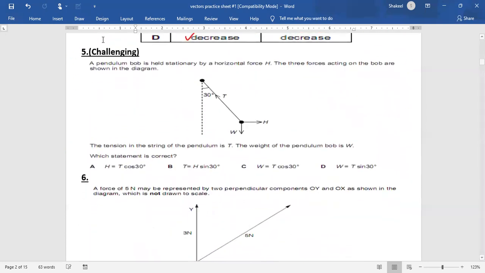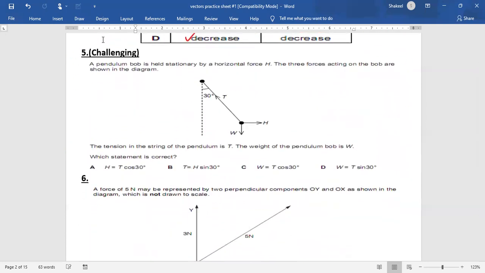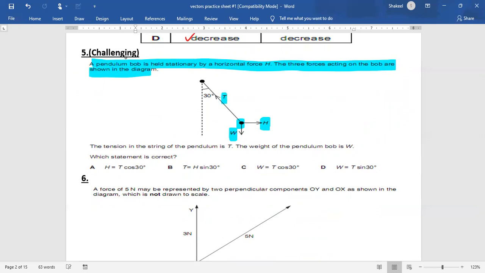Okay, let's move on to question number 5, which is mentioned as a challenging question over here. So how we will do this? A pendulum bob is held stationary by horizontal force H. The two forces acting on the bob are shown in the diagram. So this is the pendulum bob. One is the horizontal force H, which you are applying to pull it to right side. W is the weight of pendulum, and T is the tension in the rope, which is always towards the fixed end. And 30 degree is the angle which T is making with vertical line. So the tension in the string is T, the weight is W.